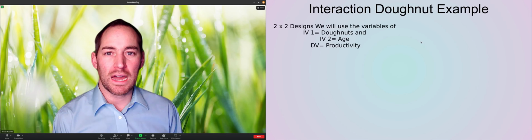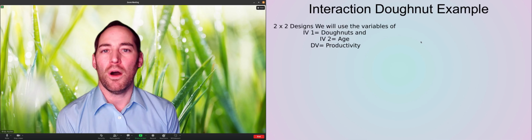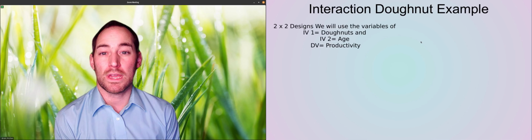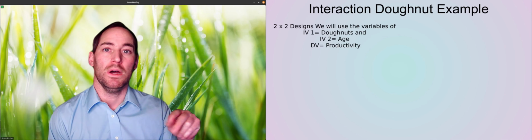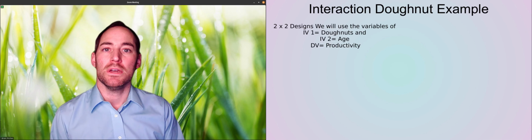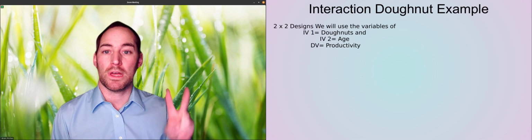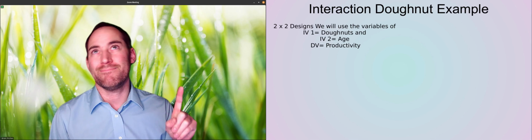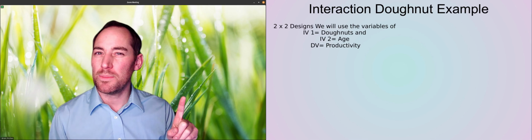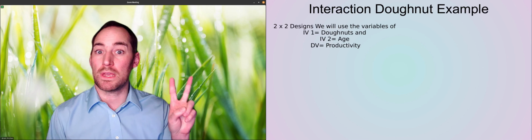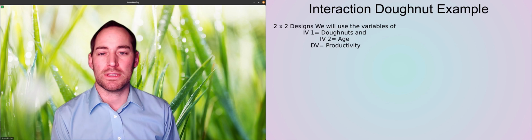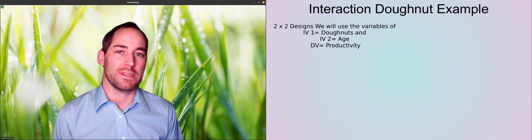All right, so these are kind of silly examples, but hopefully they're understandable. We're looking at two independent variables. So this is an experiment. Independent variables are the ones you manipulate. So in this one, we're manipulating donuts, and you can't actually manipulate age, but let's just pretend we can manipulate age.